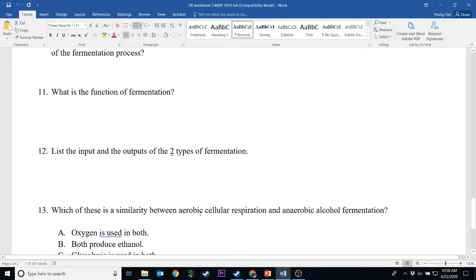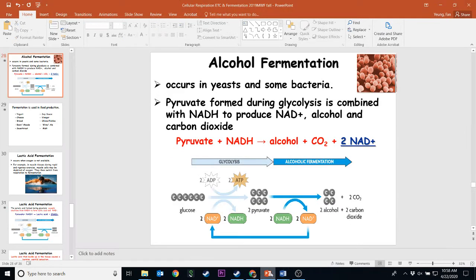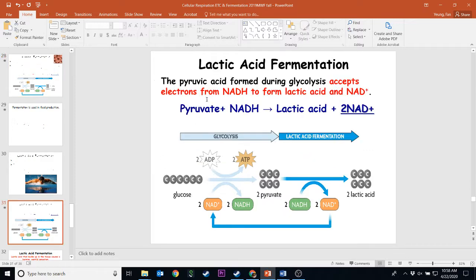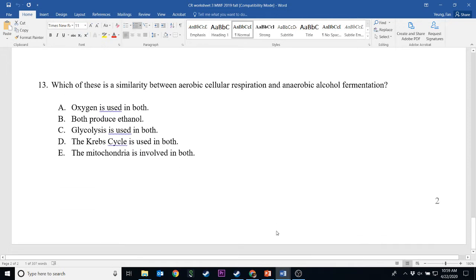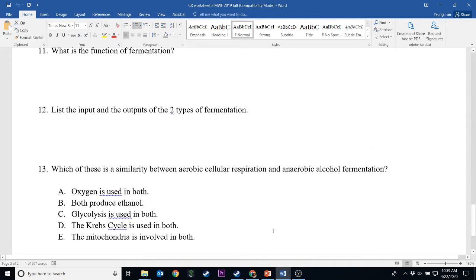Okay, the function, and here inputs and outputs, remember to do this kind of equation here. That will give you inputs and outputs for alcohol, and of course for lactic acid, it's the same thing, right? Remember, this is what I'm looking for, very detailed inputs and outputs. So that should be good. Everything else shouldn't be a problem.